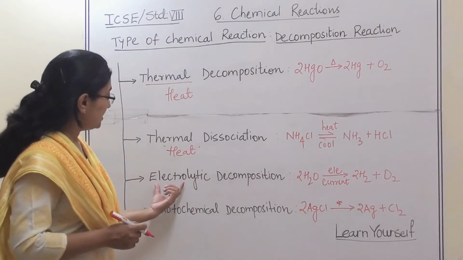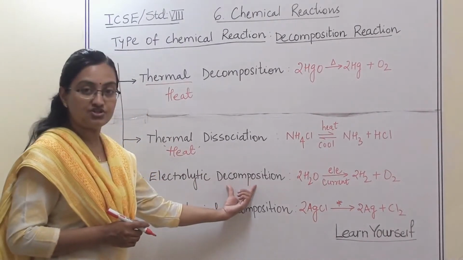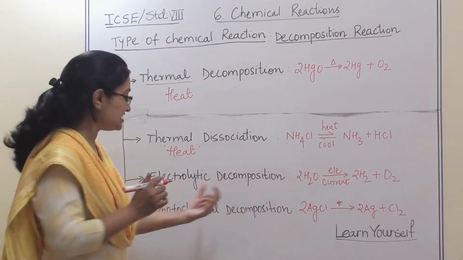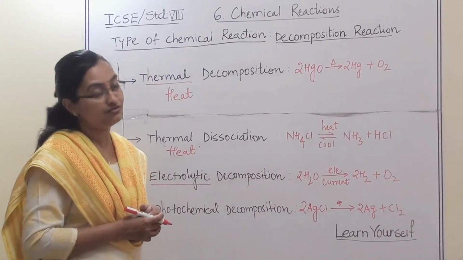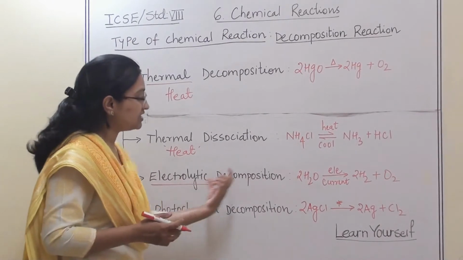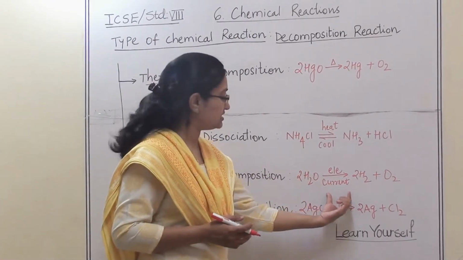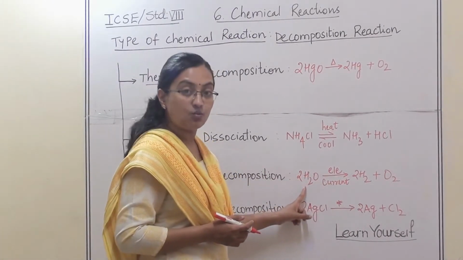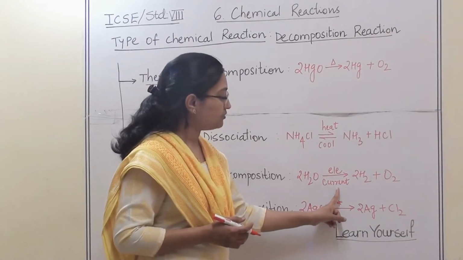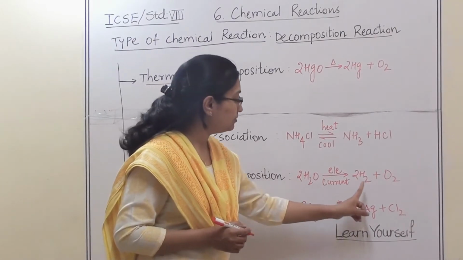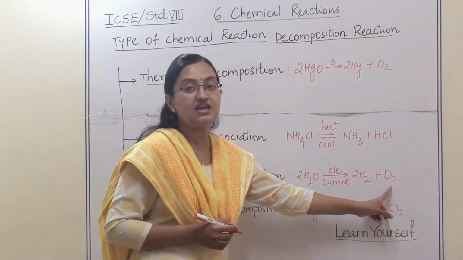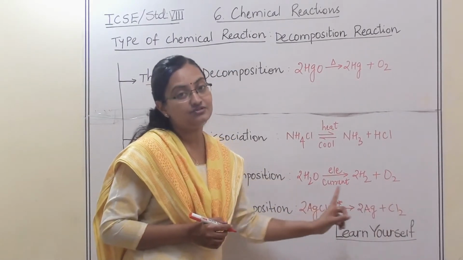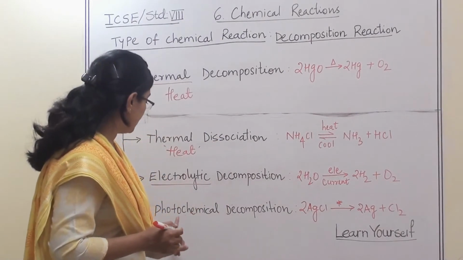Then the third one, electrolytic decomposition. The name itself suggests that we are using electricity in this reaction. Electrolytic, we are using electricity. So when we take water and pass an electric current through it, we will get hydrogen gas and oxygen gas. This reaction is an example of electrolytic decomposition.